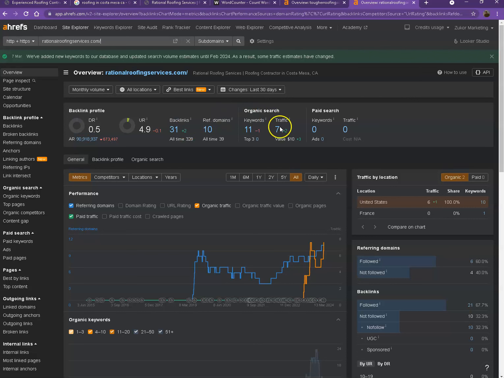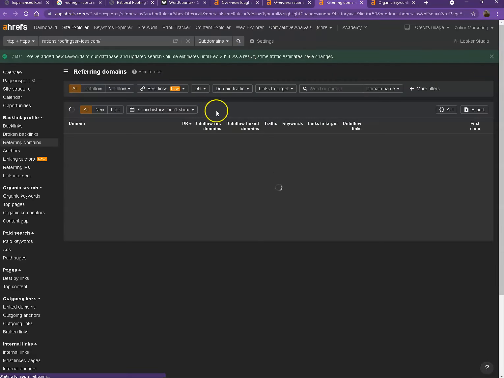And of course, in order for you to get more traffic, you'll need to increase the number of your backlinks together with the strong backlinks, as well as the keywords. So let's go ahead and take a look at their referring domains and keywords, and let's also discuss the importance of this too, especially in making your website stronger and better.